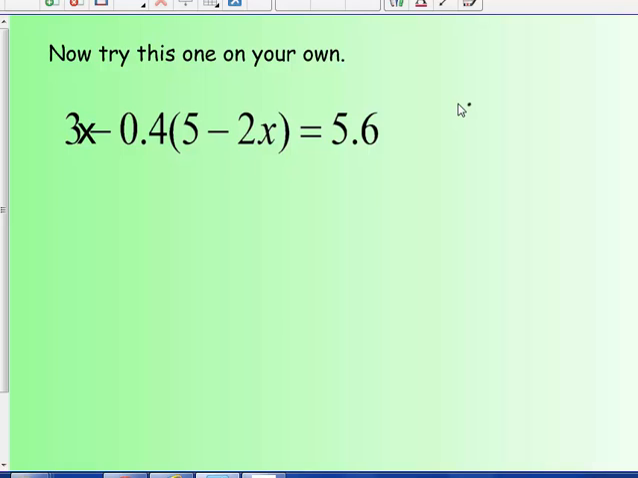So your job is to finish this problem on your own, come together with your spiral open, and you'll see how the flipped class works tomorrow morning. That's it for today.